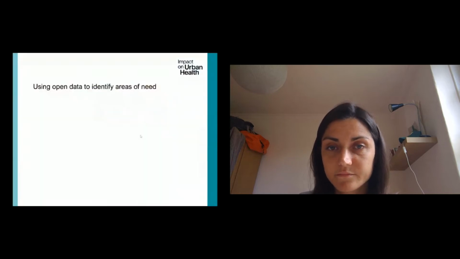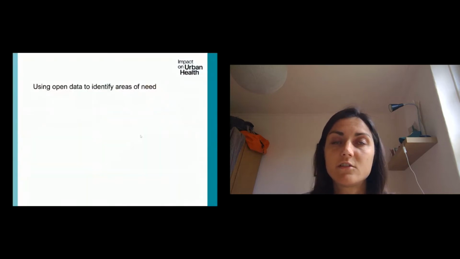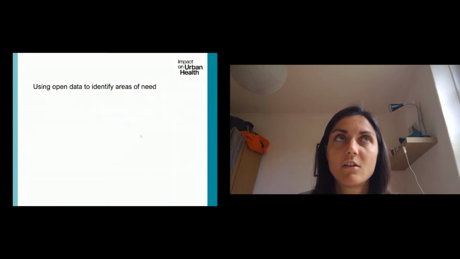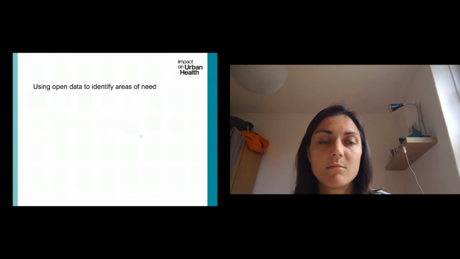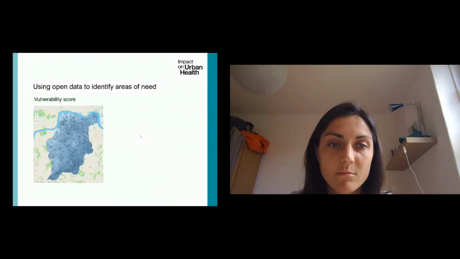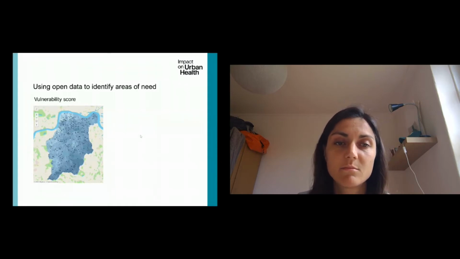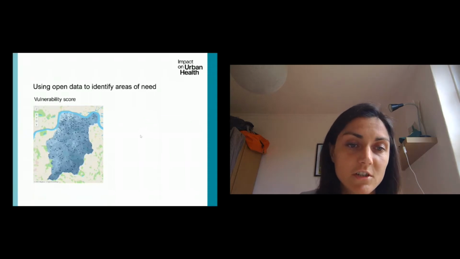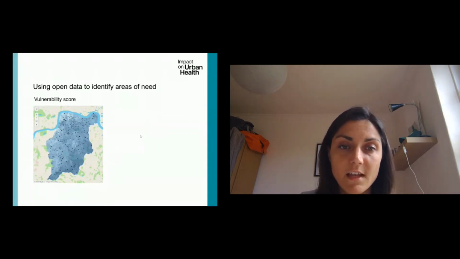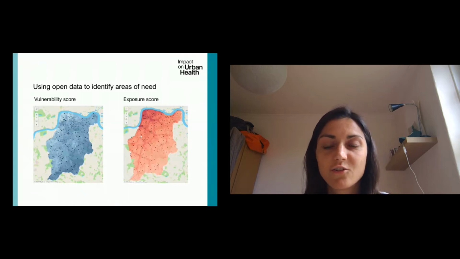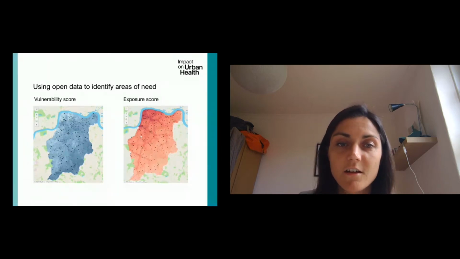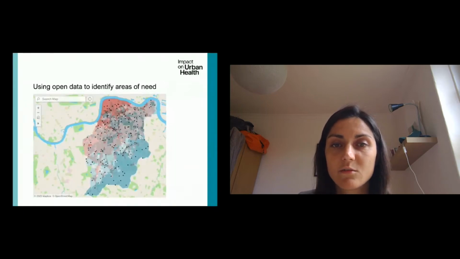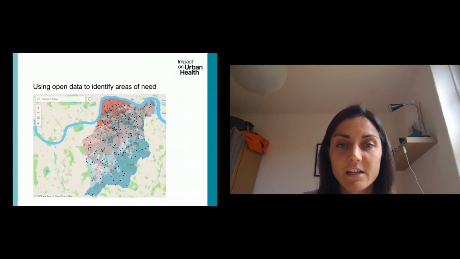So we were using open data to identify areas where there is the most vulnerability and the most exposure to air pollution. We created this vulnerability score in partnership with another pro bono organization. And then we also created a score for exposure to air pollution. And then overlaying the two, we looked at which areas were most likely to be at high risk and also highly exposed, and then created a Tableau dashboard.